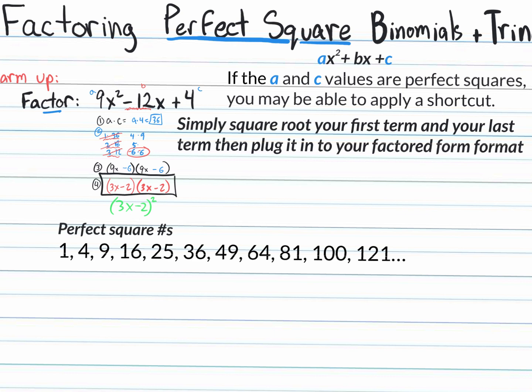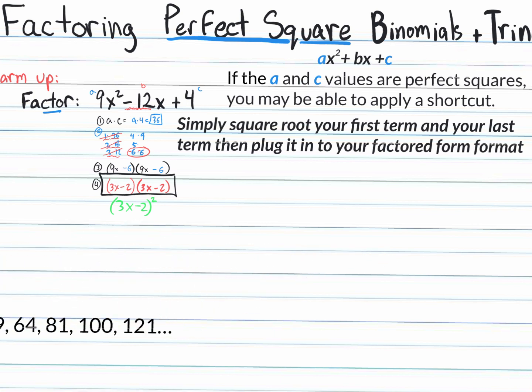So now that we've remembered what a perfect square number is, we can actually look for perfect square terms. If your A value is a perfect square term and your C value is a perfect square term, you could take the square root of them and plug it into your answer format.